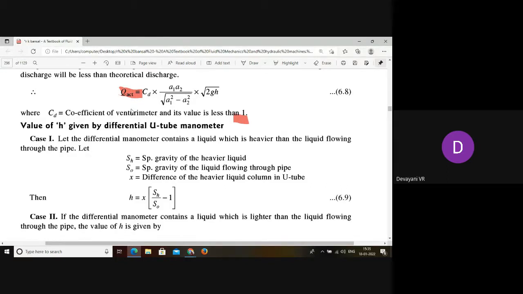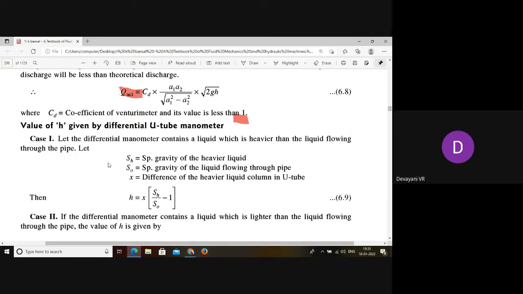The heavier liquid is usually mercury, right? So let's consider S suffix H as the specific gravity of the heavier liquid and S suffix O as the specific gravity of the liquid which was flowing through the pipe. And consider X as the difference of heavier liquid column in the U-tube. So the difference, that is H1 minus H2, reading in the left limb and reading in the right limb, will be X.